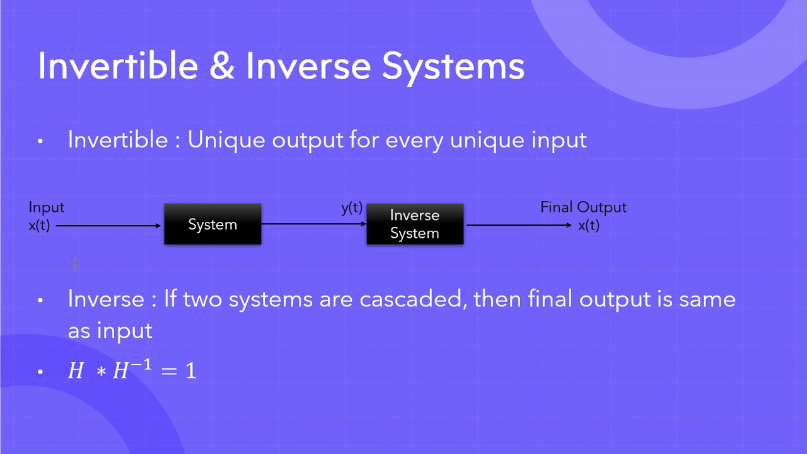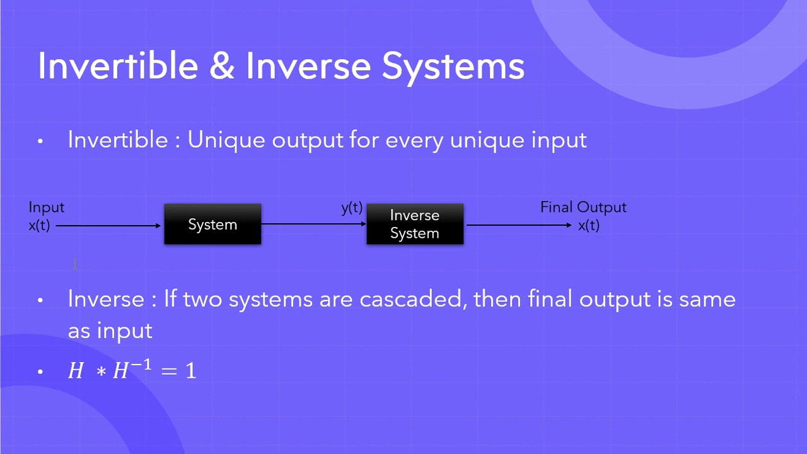In theory, how do we define it? If these two systems, your system and inverse system, are cascaded together as shown in the figure, and the output is the same as the input, then it is an inverse system, right? And if I denote my system as h, what will be the inverse system? It will be h inverse, right?